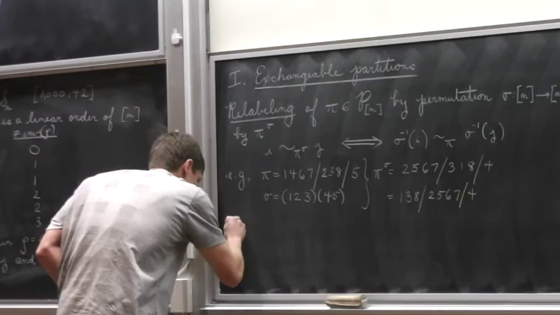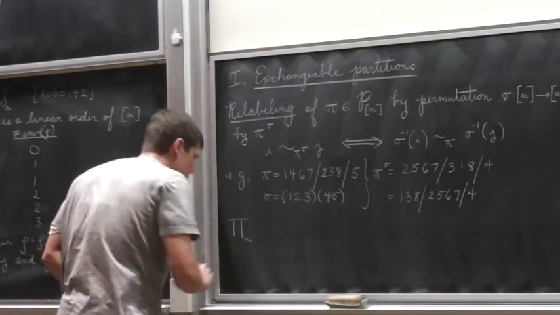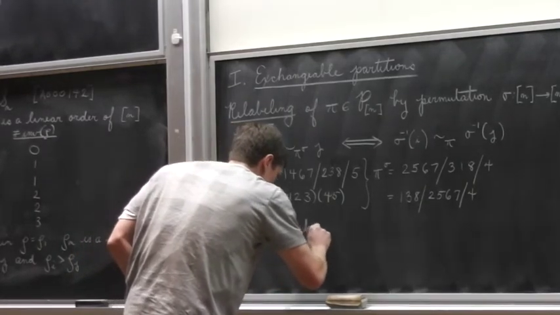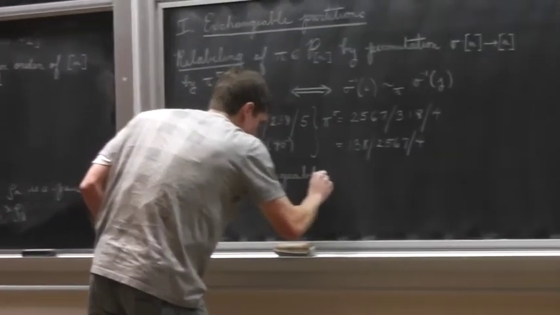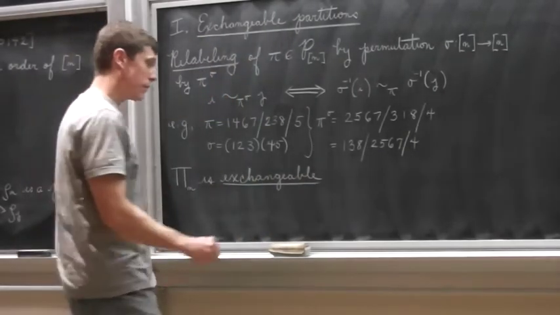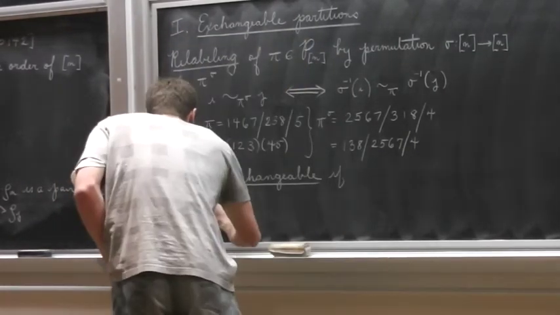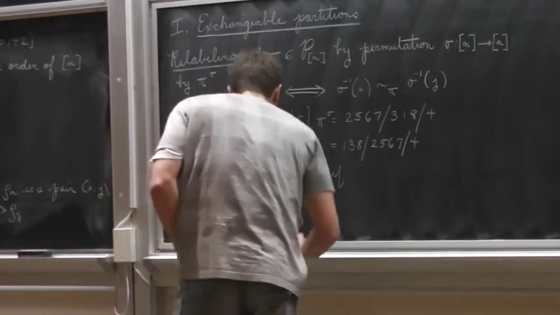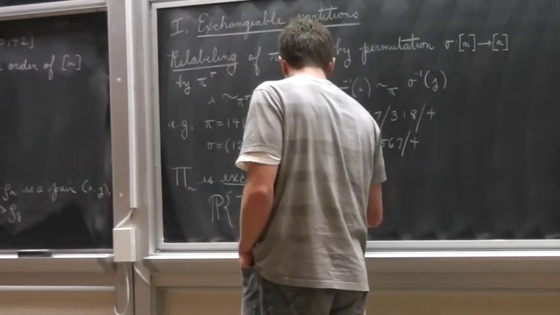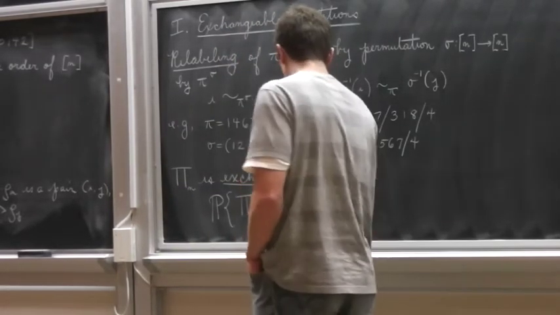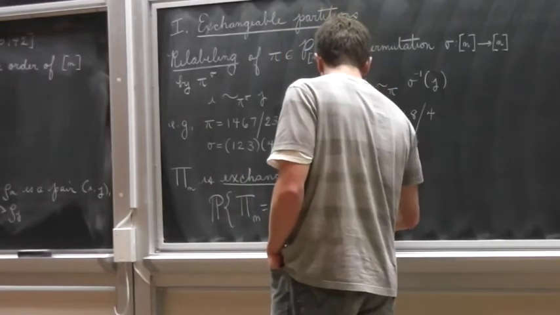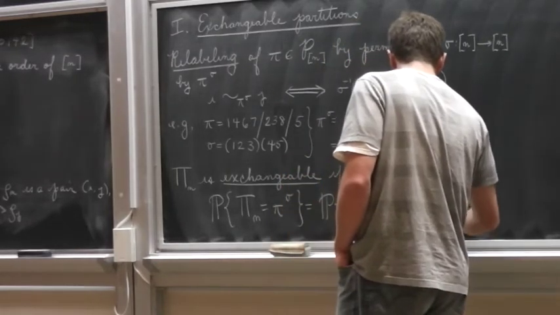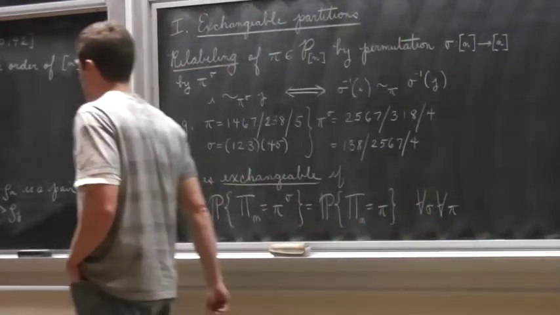So my random partition Pi sub n, where capital Pi means it's random, I call it exchangeable if the probability that it realizes any given partition pi is equal to the probability of any relabeling of that same partition. This is for any permutation and for any partition pi. Okay.